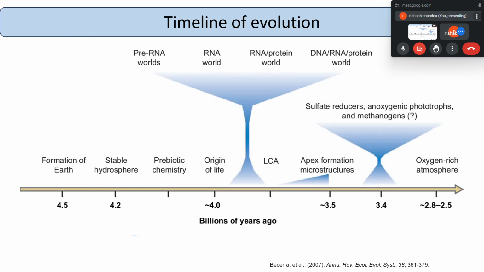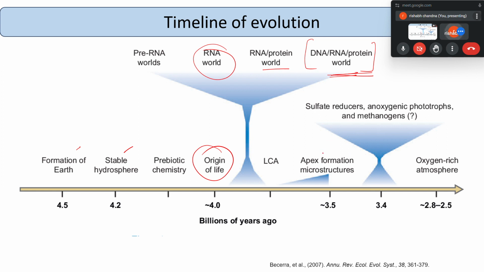Now, this was the timeline of the evolution, how things happened. First the formation of the earth, then a stable atmosphere formed, then the origin of life appeared in the water. Then we have the pre-RNA world, that means the nucleotides and basic components that make up the RNA. Then comes the RNA world, followed by the protein evolution, and followed by the DNA, RNA, and protein world, so they work together. That's why this is the latest one, the presence of all three compounds.